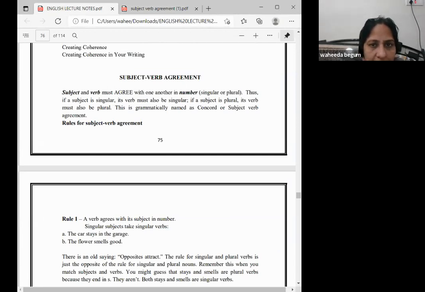Yesterday we did plurals and punctuation marks. I think you remember what all we did. So go through that in the lecture notes that I have given to you, and prepare the answer for that. It's an important answer. So in today's class, we are going to do subject verb agreement.